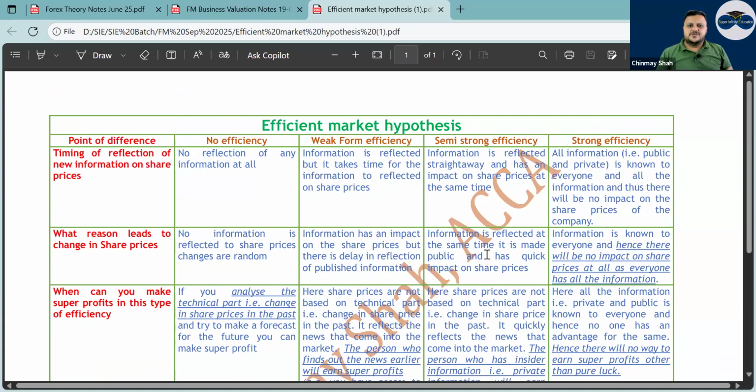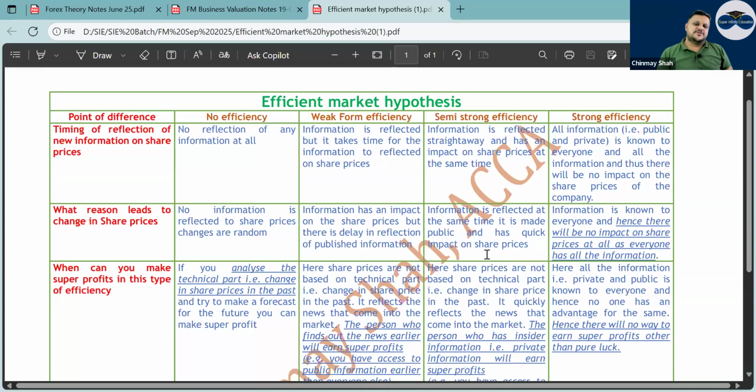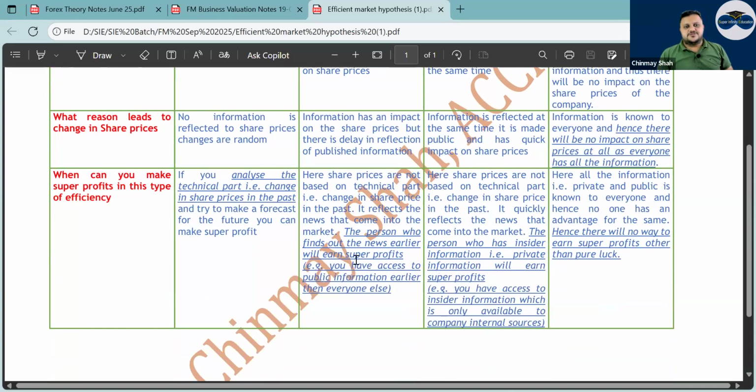What is weak form efficiency? Tell me. Where information is reflected, but it takes a bit of time. Correct. So if information is reflected, it takes a bit of time, right? So impact on the shareholders will, or there is a delay in the reflection of published information. But when it comes to what here, tell me.